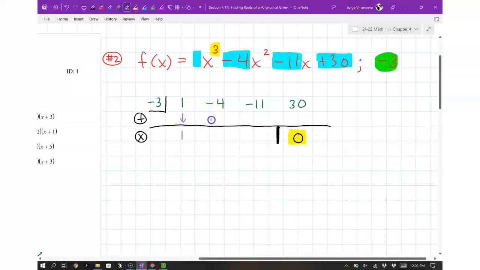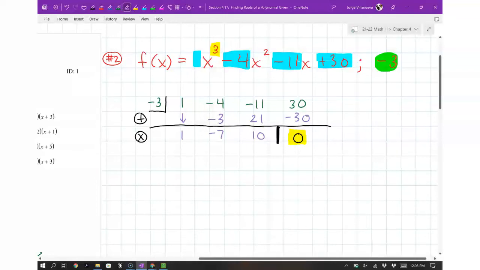-3 times 1, that's -3. Now add -4 plus -3, that's a -7. Okay, remember, this is all we did yesterday, so hopefully it's still kind of fresh in your mind here. -3 times a -7 is a +21. -11 plus 21 is 10. -3 times 10, -30. And notice 30 plus -30, that's 0. So that means I've done this right. So far, so good. Okay? I did this right so far.